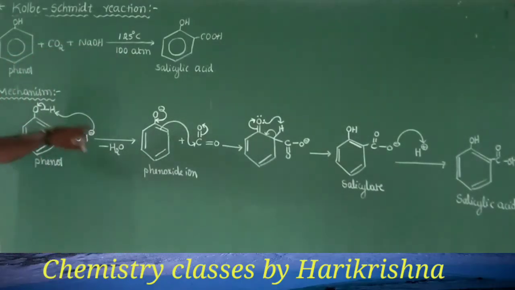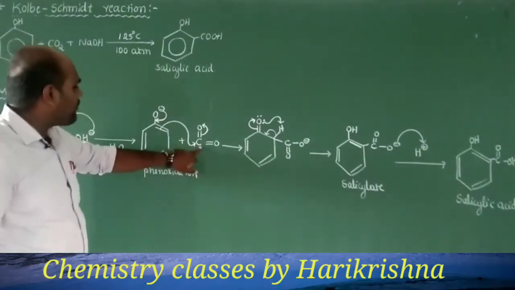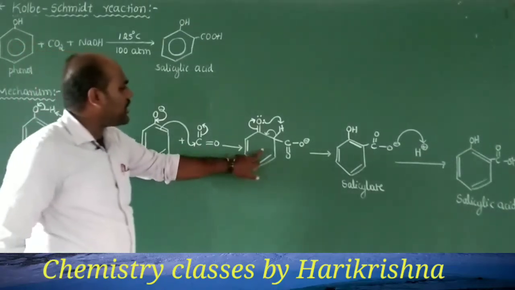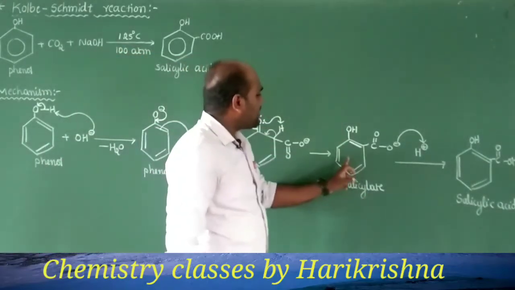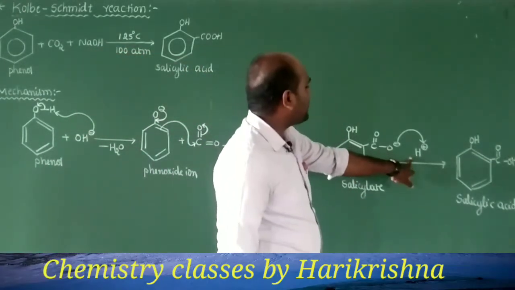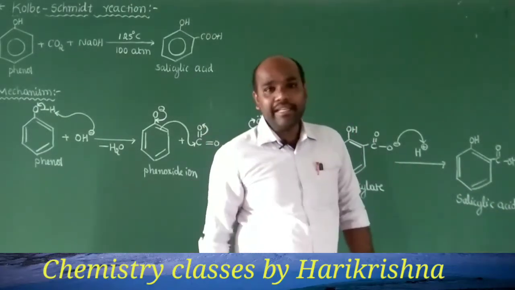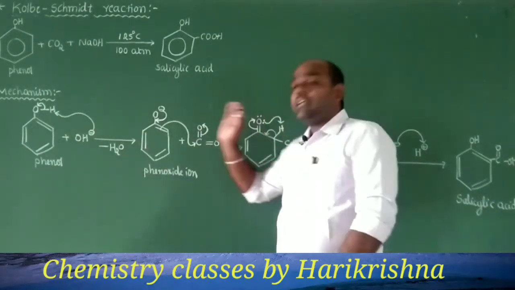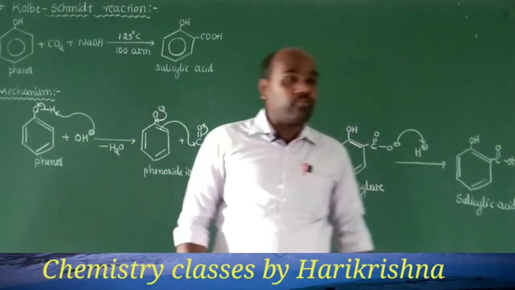So phenol first reacts with base to form phenoxide ion. Phenoxide ion will be attacked by carbon dioxide to form an intermediate, and thereafter the salicylate. The salicylate is further treated with acid to produce the final product, that is salicylic acid. And this is the mechanistic pathway for the Kolbe-Schmidt reaction.